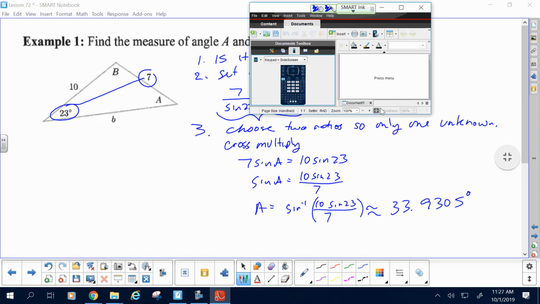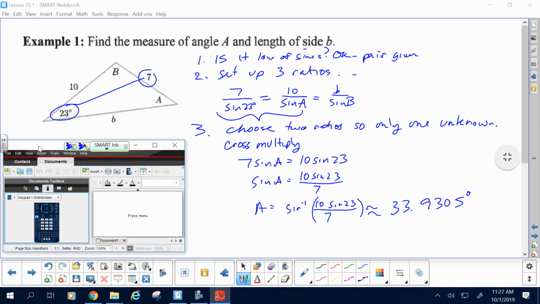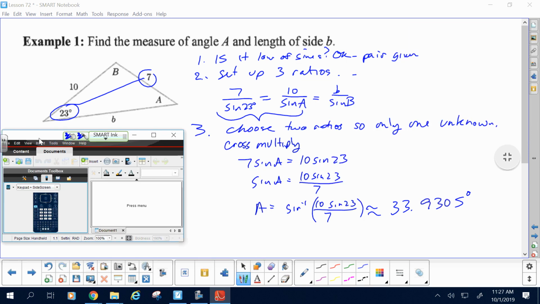That's degrees. Put units on it. In terms of answering the question, they asked for angle A, we found angle A. What else do they ask for? Side B. So how will I find side B? Pythagorean theorem. The only problem with that is it's not a right triangle, so Pythagorean theorem is out. What else?